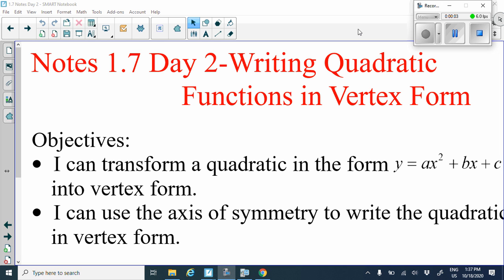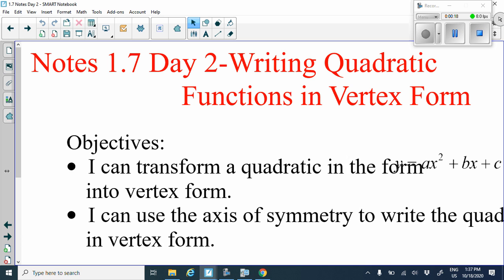Guys, so here are the notes for 1.7 day 2. We're going to write quadratic functions in vertex form. So basically we're going to transform a quadratic in the form of y equals ax squared plus bx plus c into vertex form. So we look at this here.